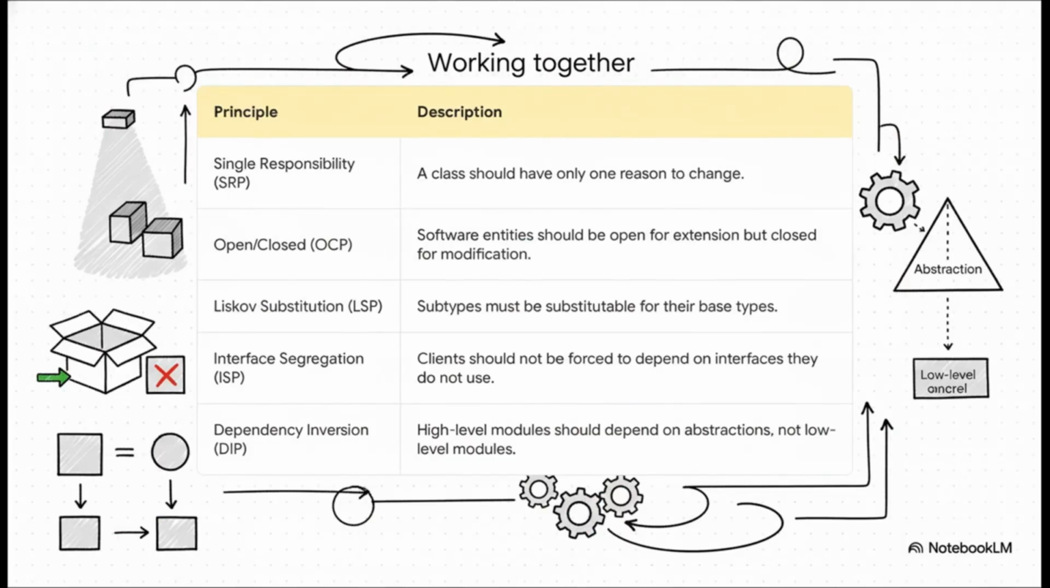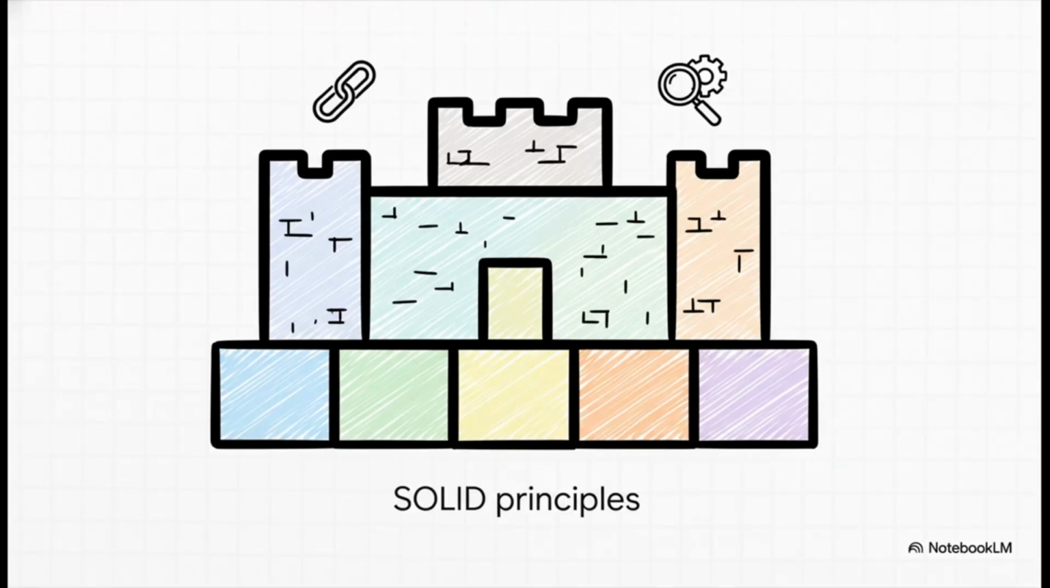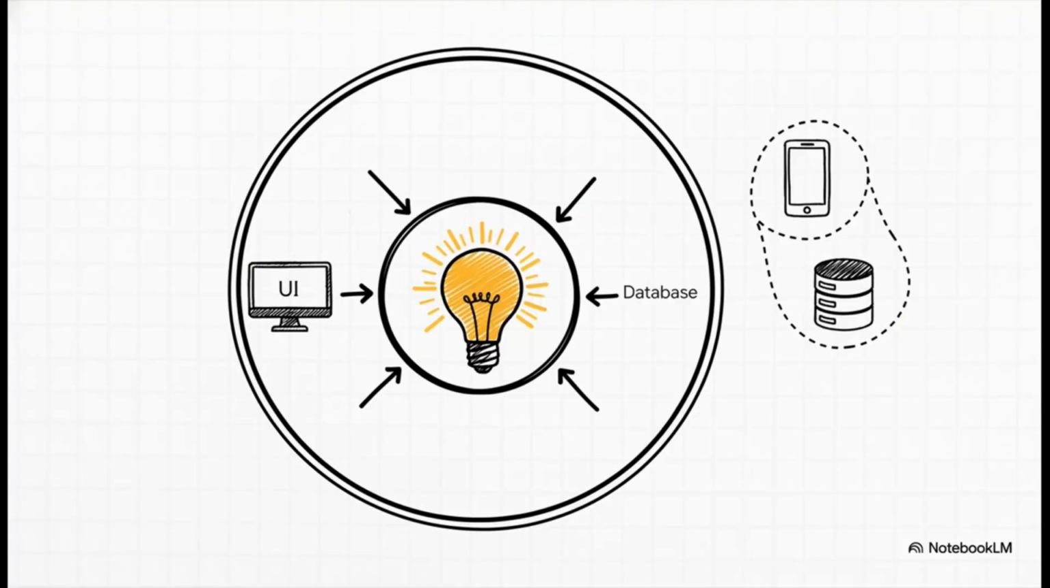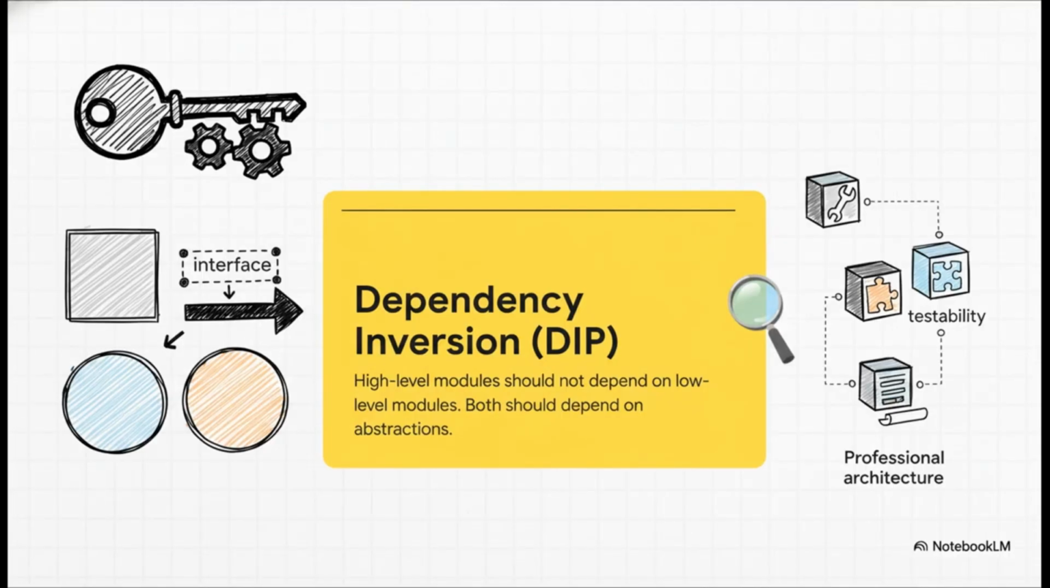Okay, we all know the definitions, but the real magic is how these principles work together. Think of them as the foundation for patterns like clean architecture. They aren't just separate rules. Clean architecture creates these protective layers, keeping your core business logic safe from outside changes. And the golden rule is this: dependencies always point inward. The dependency inversion principle is really the key that unlocks all this. It's what makes true decoupling possible.